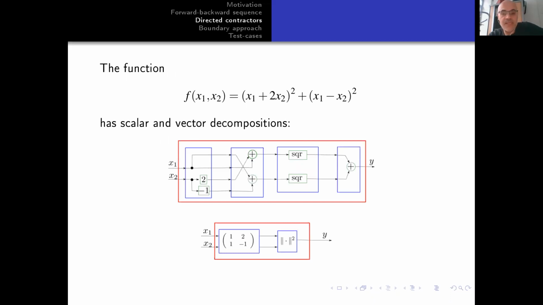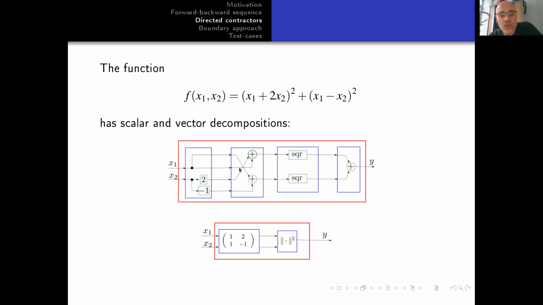But let me give you an example of contractible decomposition. I take this function. So I have the sum, square, and so on, but I can imagine that I have a more complex expression. So I have several types of decomposition. The one I call scalar, like this, because I do not deal with vectors. Each arrow corresponds to one real number, if you want.